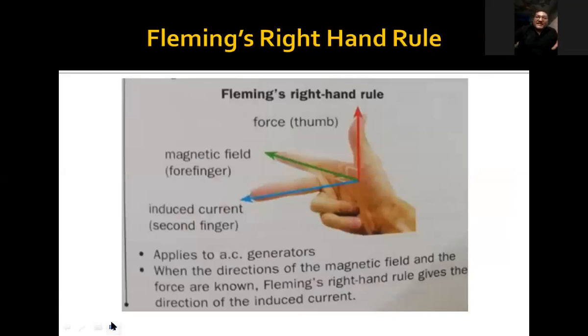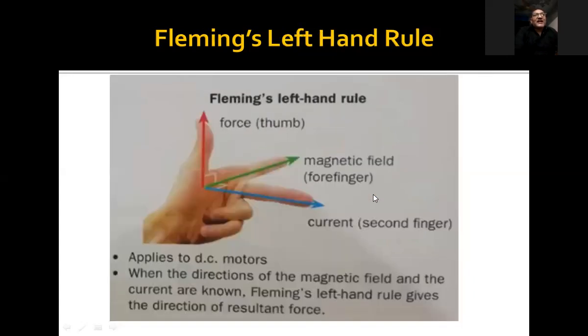But remember one thing, that Fleming's right hand rule is used for generators. Remember this, it is not used for DC motors. To remind you, we also have Fleming's left hand rule, in which we use our left hand, which shows our fingers: the force, this is the magnetic field, and this is the current. Fleming's left hand rule is applied on DC motors.